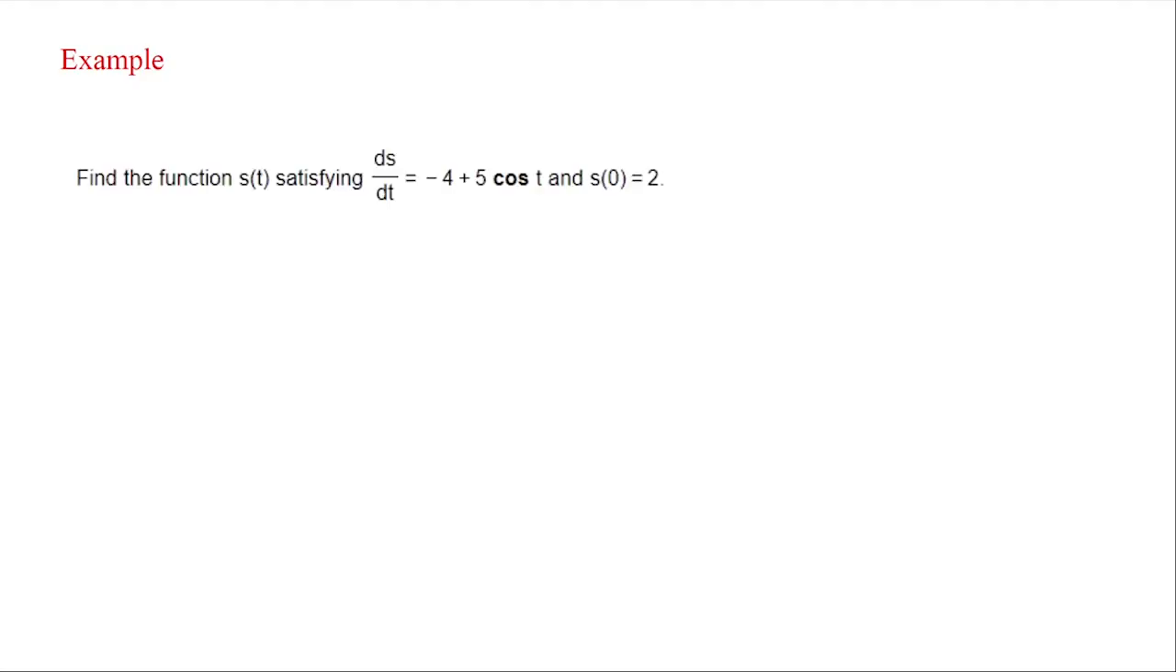Now sometimes they give us the derivative of a function. They also give us a situation like this: the value of that function at 0 is 2. Find the function. S is a function of time here, so this is the derivative of S with respect to time, and you want to find S. That means from the derivative, you want to find the function, so you want to find the antiderivative.